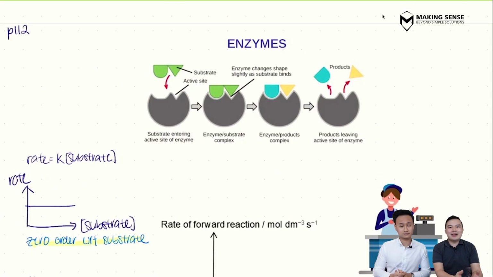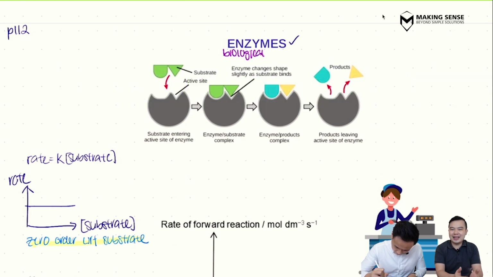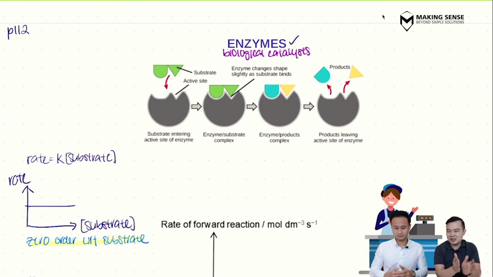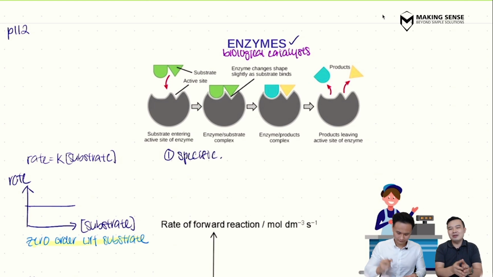Okay, so the last part of catalyst is to look at this very special kind of catalyst called an enzyme, right? So enzymes are what we call a biological catalyst because they only catalyze biological reactions. So this brings me to my first point that enzymes are very specific. Okay, they can only catalyze a specific class of reactions. Other than that, if they are not the correct class, then the enzymes will not work. So different enzymes will work for different types of reactions. Okay.